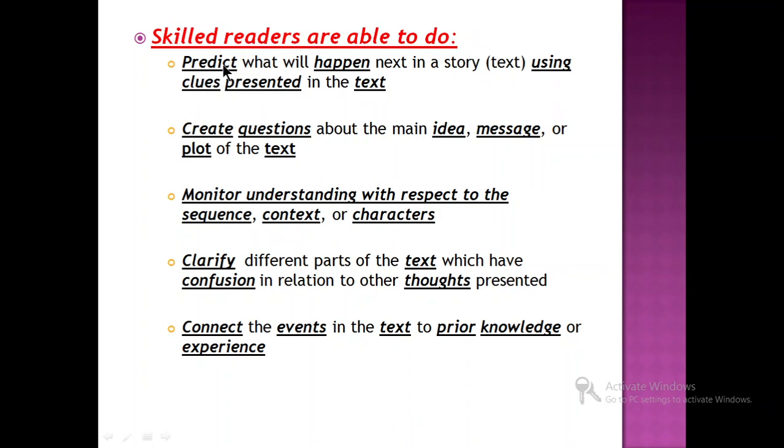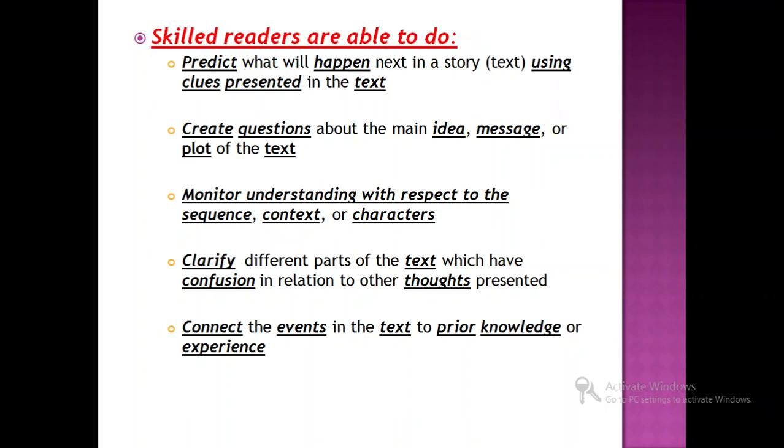Skilled readers are able to predict, जिसको मैंने पहले भी बताया था, predict is all about something जिसको आप भविष्यवाणी करना कहते हैं. Means you can guess something, you can say something with a confirmation. Skilled readers are able to predict what will happen next in a story using some clues presented in the text. जो हम text को पढ़ते हैं, when we read a text, we get some clues. कुछ उसमें संकेत मिलते हैं. Clues means some ideas which you get to know about while reading. With the help of all those clues, you can predict what will happen next in the story or what will be the end of a story.